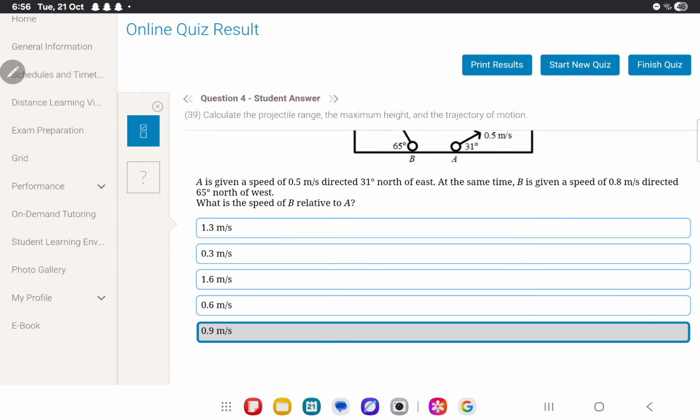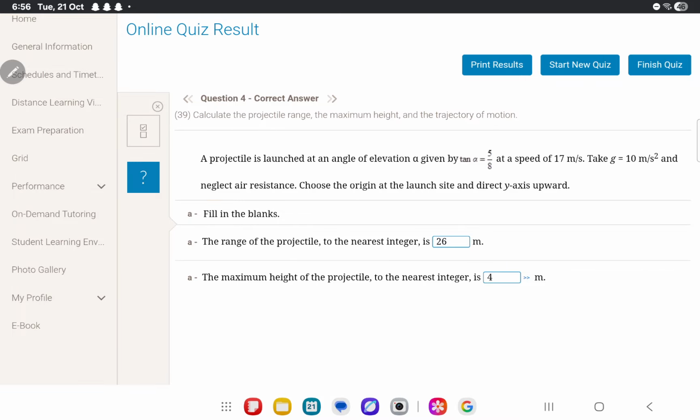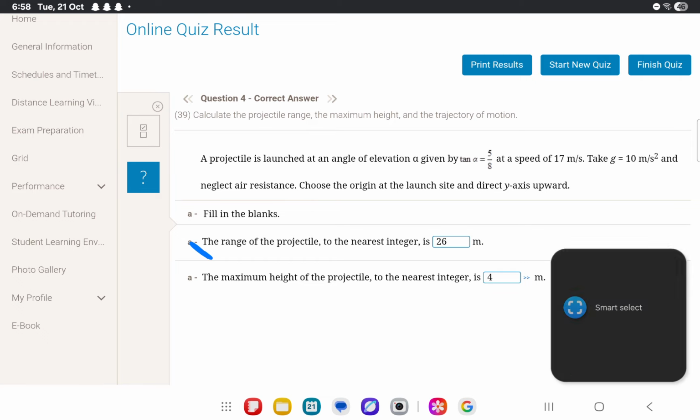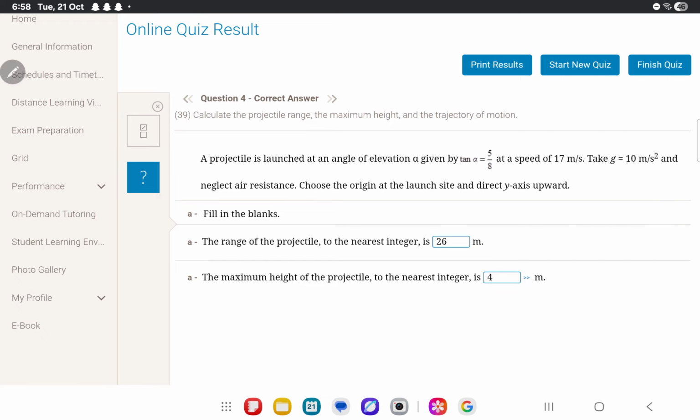Now, moving on to question 4. Question 4 is the application of the last two formulas I explained at the start of the video. So range. Before I start solving anything, a projectile is launched at an angle of elevation alpha given by tan alpha is equal to 5/8 at the speed of 70 meters per second. So first of all, this is V0, right? This was the speed it was launched at.